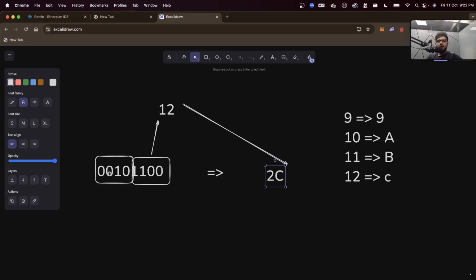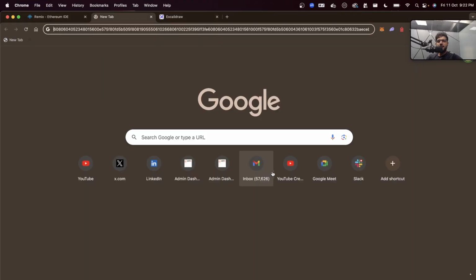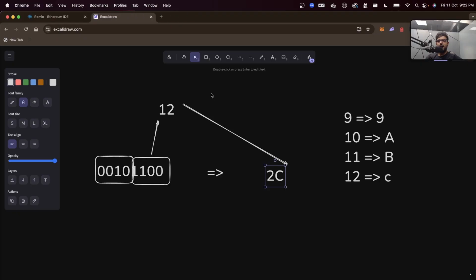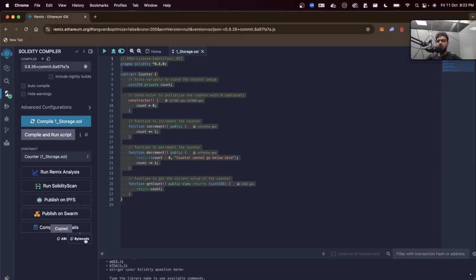You can convert this binary into a hexadecimal representation. Similarly, here is a very long hexadecimal string which you can convert to bits if needed, can convert to hexadecimal if needed. This is my bytecode, very long complicated string that I can copy from here. Sorry, this is my bytecode, not my ABI.